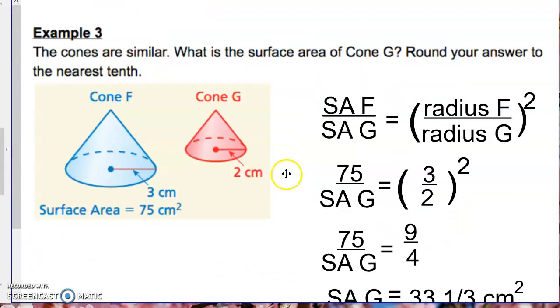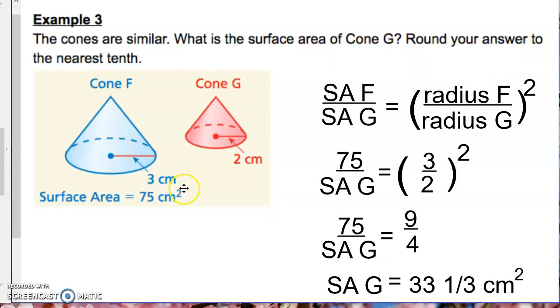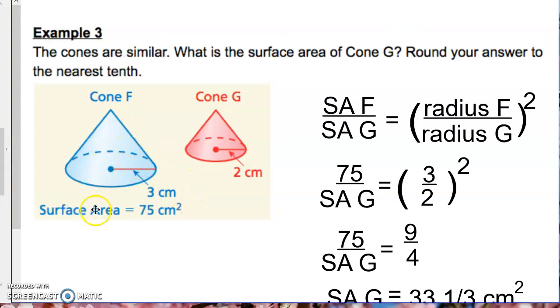So looking at example 3, the cones here are similar. What is the surface area of cone G? Round your answer to the nearest tenth, it says. So we have surface area of cone F is 75. We do not know surface area of G, so I left that blank.